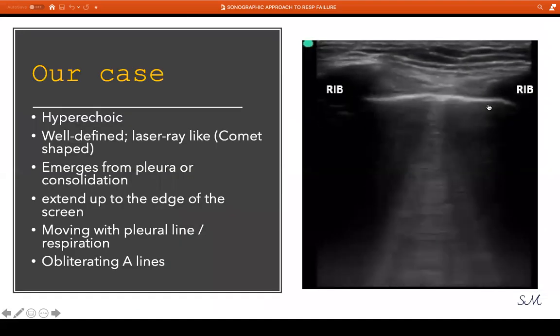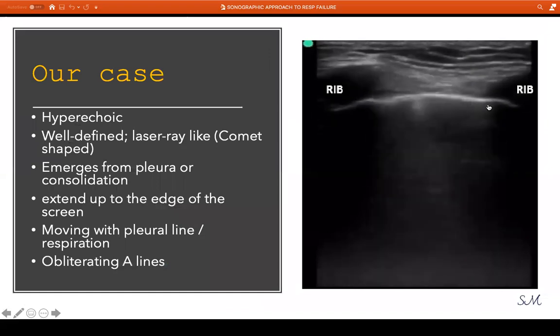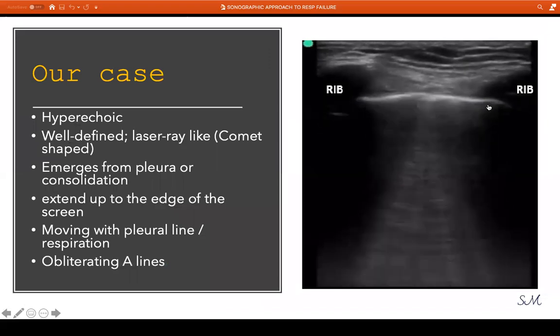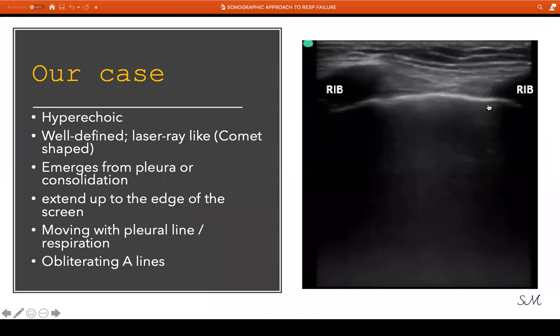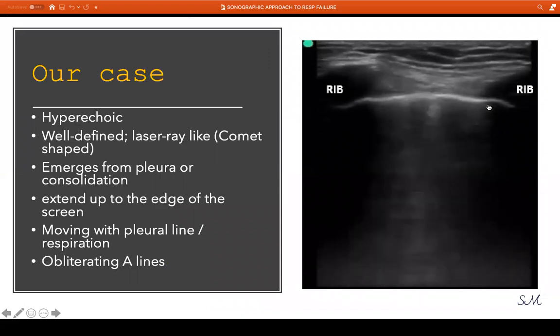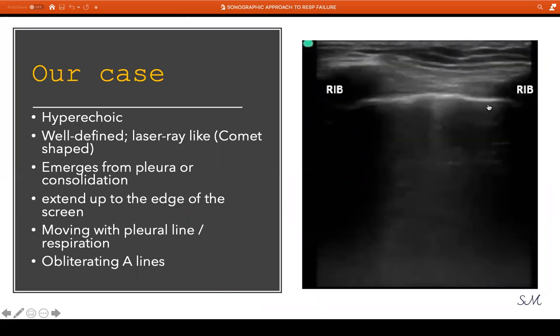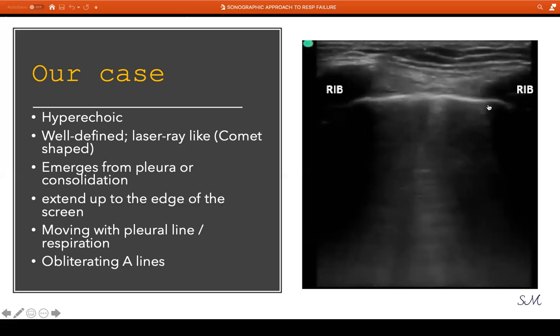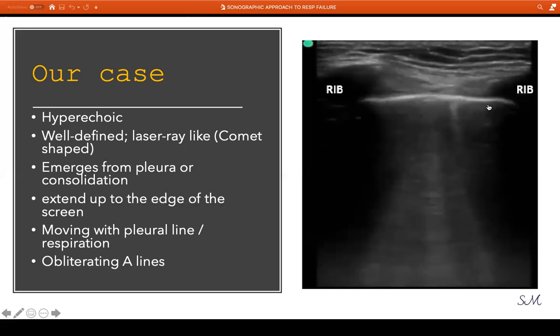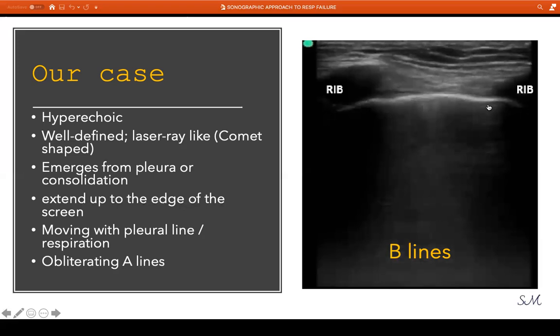But in our case, what we found after putting the ultrasound probe like this, these are hyperechoic, well-defined laser-like lines, which is also described as comet shape. It emerges from the pleura, or if there's a consolidation just below the pleura, these vertical lines can emerge from those consolidations also. It extends up to the edge of the screen, the base of the screen. These are moving with the pleural line and also with respiration, and these are obliterating the A lines or horizontal lines. These are called B lines.